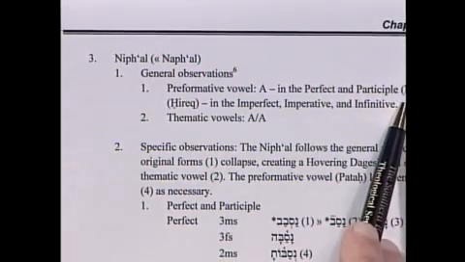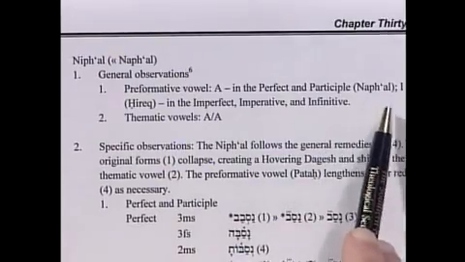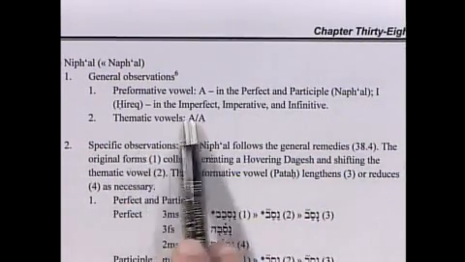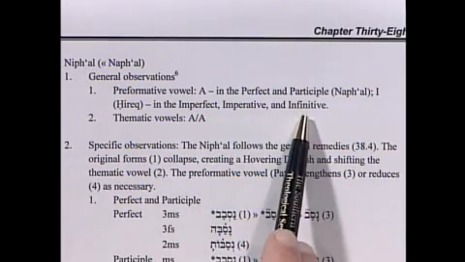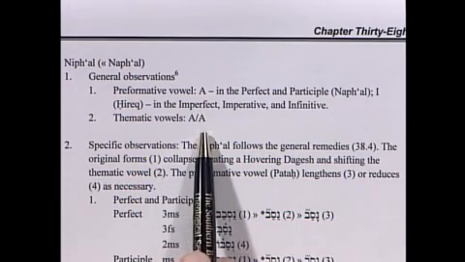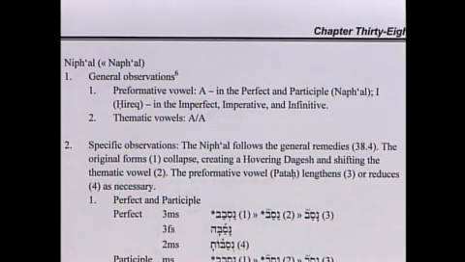Now we want to go to the nifal. And again, this time the nifal is really a nafal. And first we want to talk about the general observations that deal with the nifal. And that's the preformative vowel. It's going to be a patach in your perfect and participle. That's why we're going to call it a nafal. And it's going to be an i or a hiriq for your other forms, your imperfect, your imperatives, and your infinitives. And then again, your thematic vowels are going to be patach, patach.